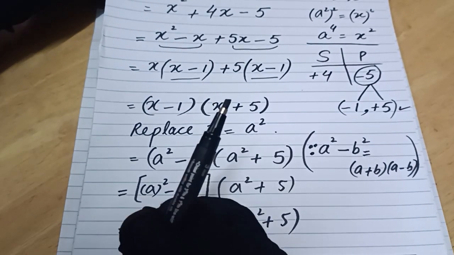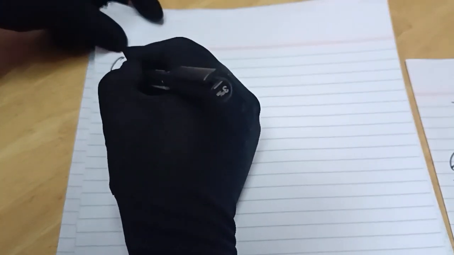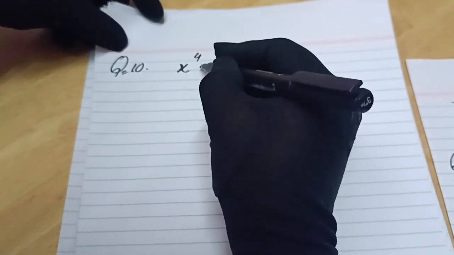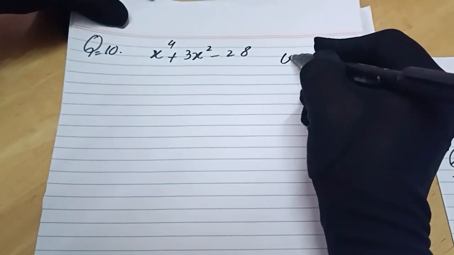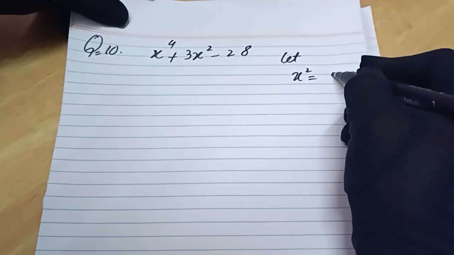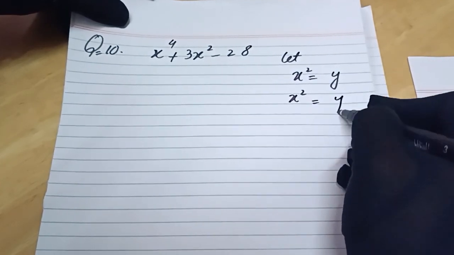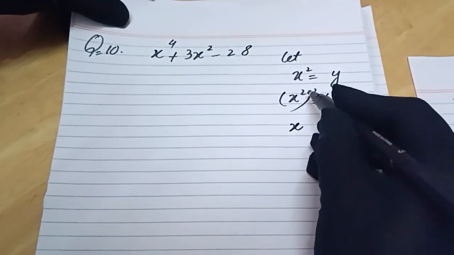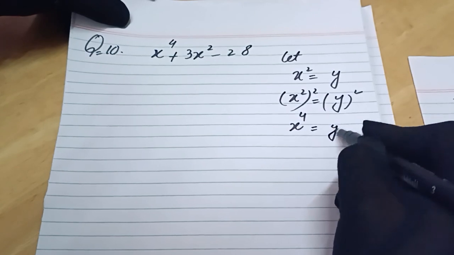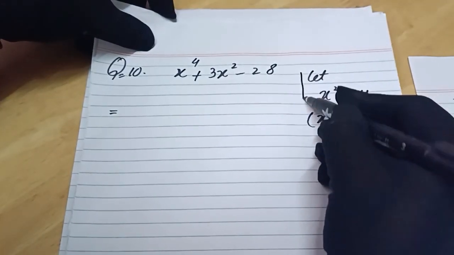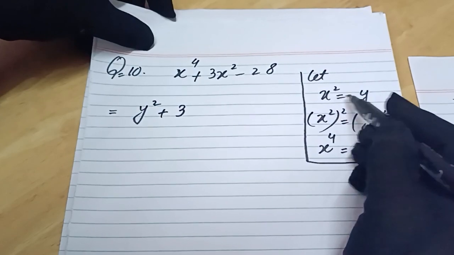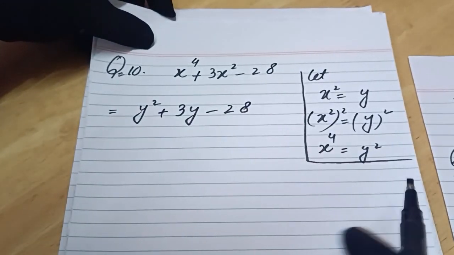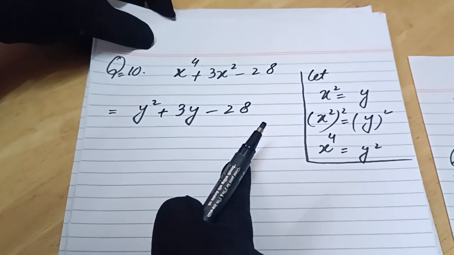So the next question, number 10 in the same exercise, is exactly on the same pattern, so let me continue that also, but I will go at a little faster pace. Again there is a square term, there is a fourth power term, so let x square equal y. Taking square on both sides, x to the power 4 becomes y square. Now use this value: x4 is replaced by y square, x square is replaced by y, minus 28. Again this is a square number, this is not a square number, so we will go for the mid-term breaking method.